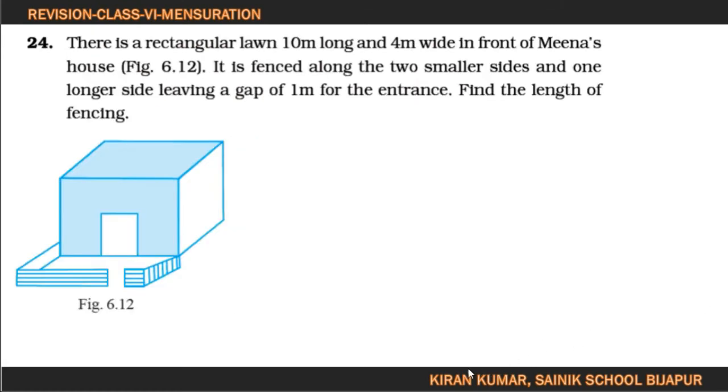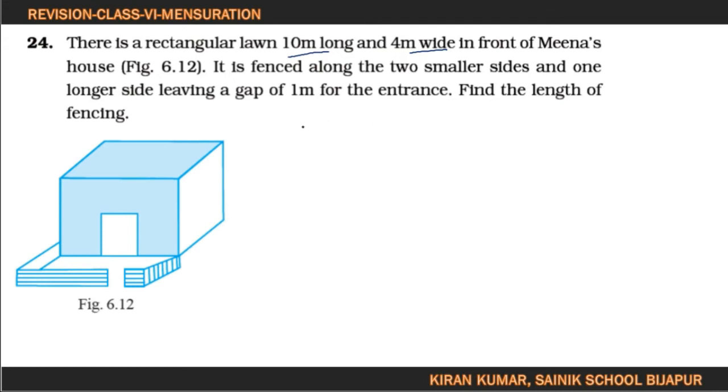Question number 24. There was a rectangular lawn 10 meters long and 4 meters wide in front of Mina's house, as shown in figure 6.12. It is fenced along the 2 smaller sides and 1 longer side, leaving a gap of 1 meter for the entrance. Find the length of the fence.